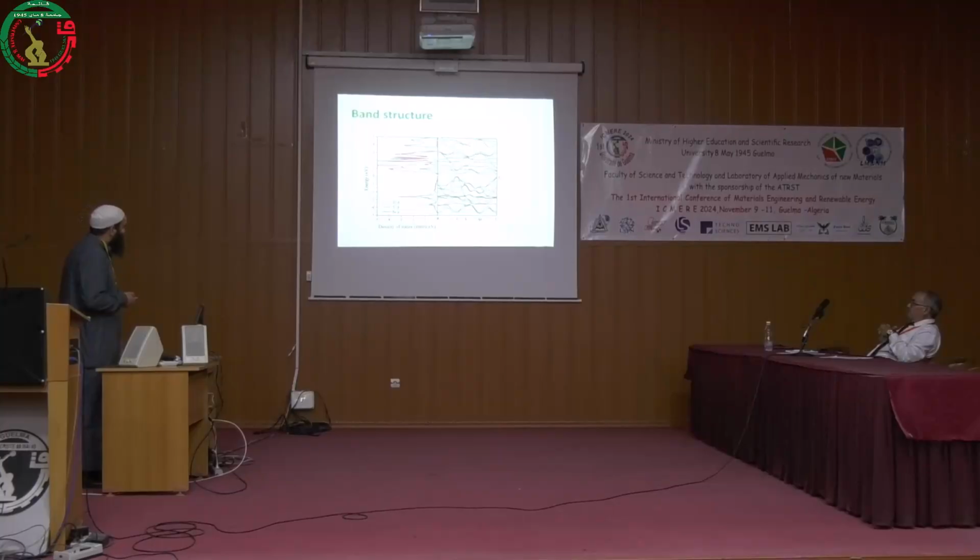So as we can see here, the band gap will be between the gamma point and the R point. So it's an indirect semiconductor. We also evaluate the density of states. First of all, we have a band gap here between the valence and conduction bands.